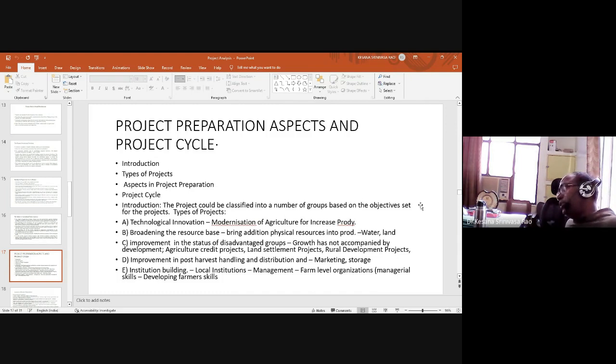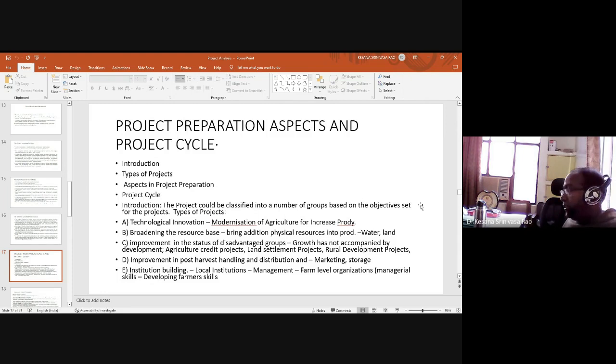Whatever growth is taking place, its benefits are not percolating to all the groups of community, all the groups of people, those who are living there, or all the people who have expectations from that type of project.